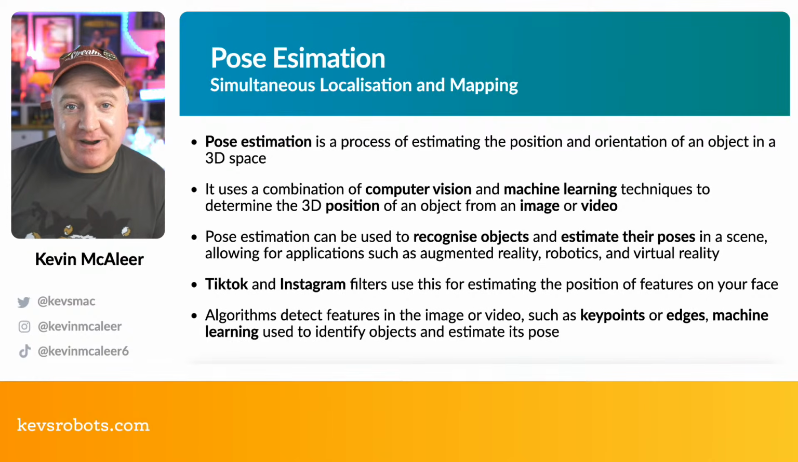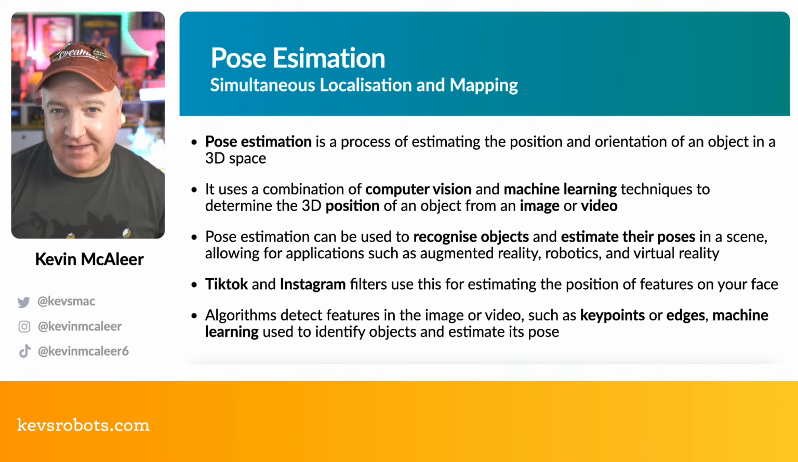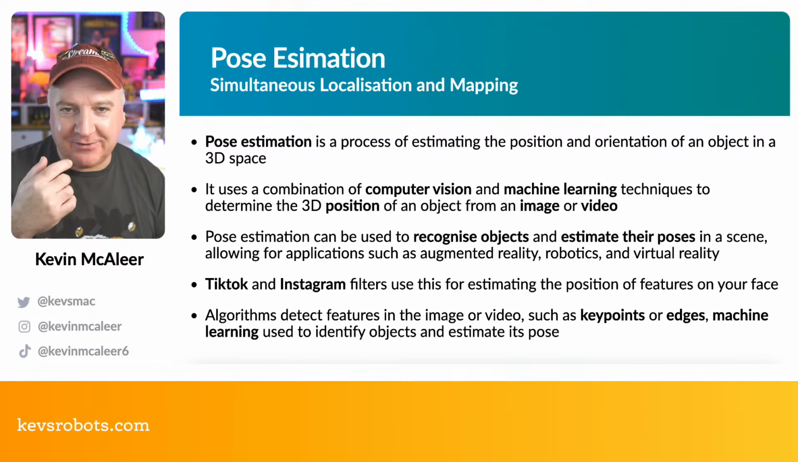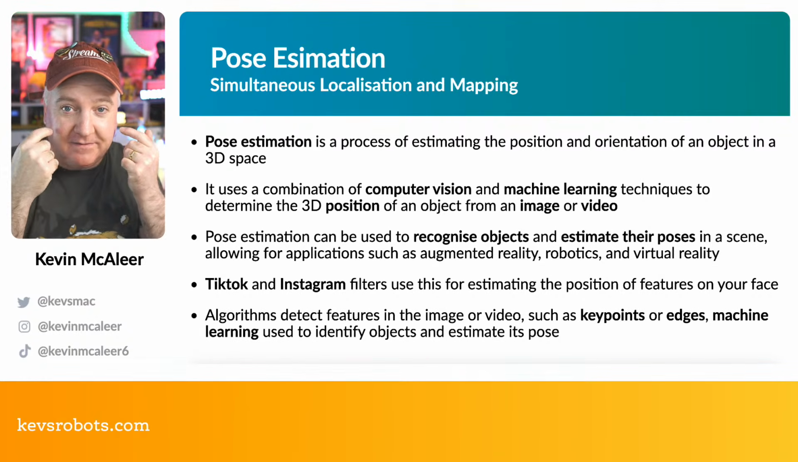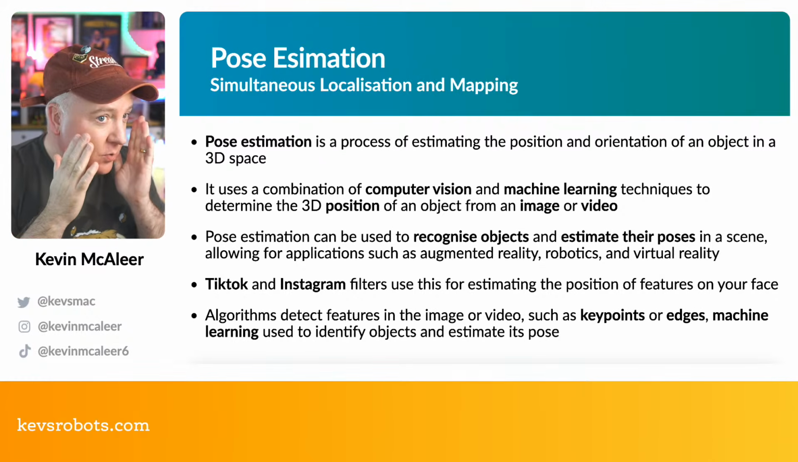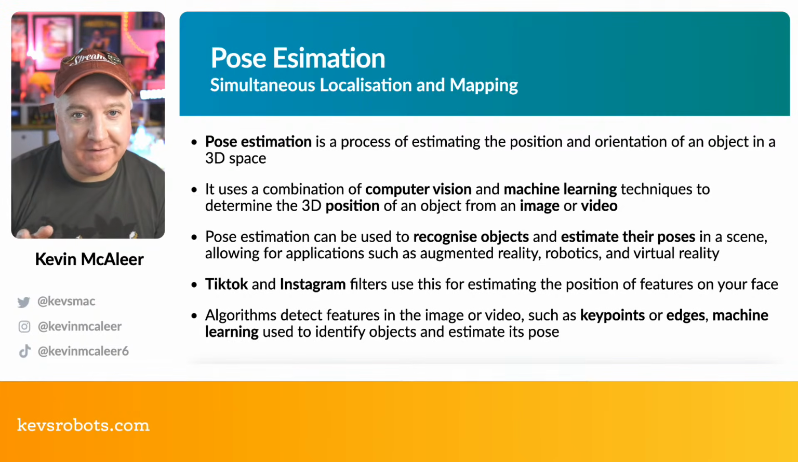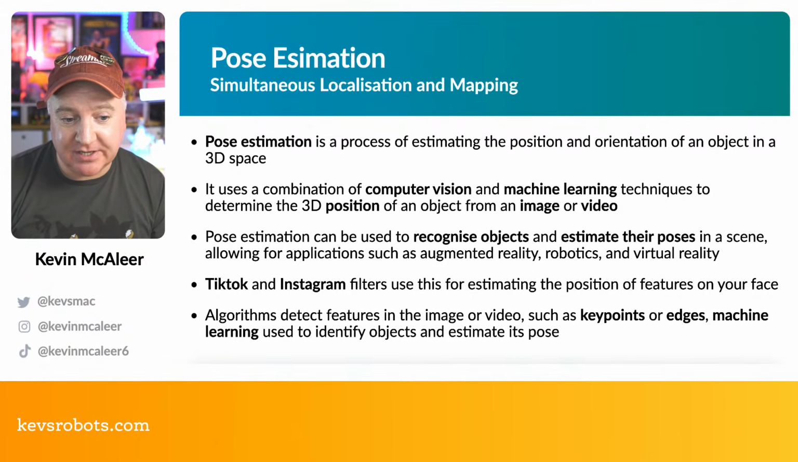And TikTok and Instagram actually use these kinds of feature detection when you put a filter on. It happens so commonly that you wouldn't think it's quite an advanced AI, but you get your TikTok on your phone and put, like, animal ears on or change your complete face. What it's doing is recognizing features, recognizing their pose, position, and scale, and then putting the filter on top of that. So there's a lot of advanced AI and machine learning going on in Instagram and TikTok. Algorithms detect features in video and images, look for key points and edges, and then machine learning uses those to identify the objects and estimate the pose.